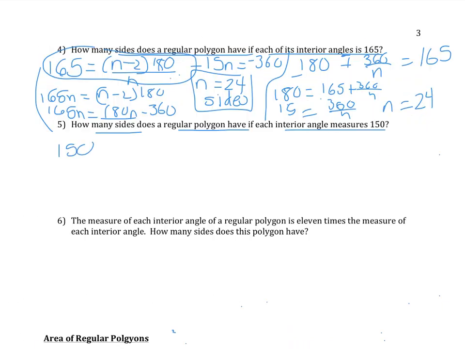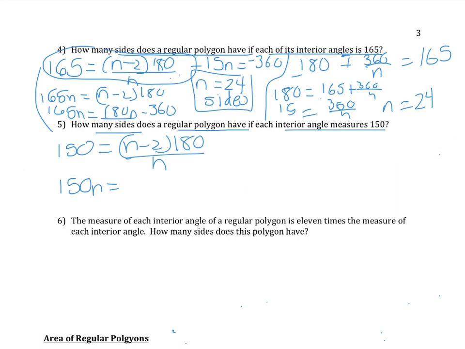Number 5. How many sides does a regular polygon have if each interior angle measures 150? So I'm going to do the same thing I did up here. 150 equals n minus 2 times 180 over n. Multiply both sides by n. 150n equals 180 times n minus 2. Distribute the 180.